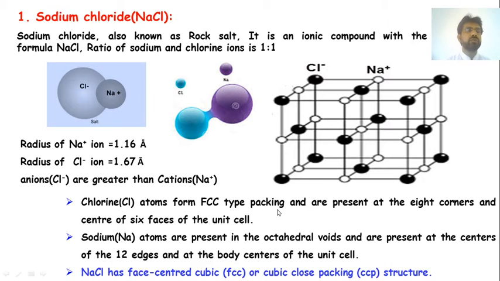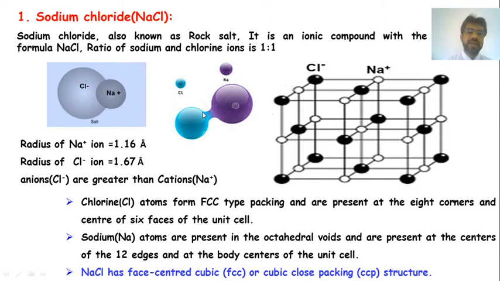Now we are going to study the first material, sodium chloride. Sodium chloride is also known as rock salt, and we know that it is an ionic compound with the chemical formula NaCl. In the NaCl molecule, the ratio of sodium and chlorine ions is 1:1. Chlorine has negatively charged ions and sodium has positively charged ions.